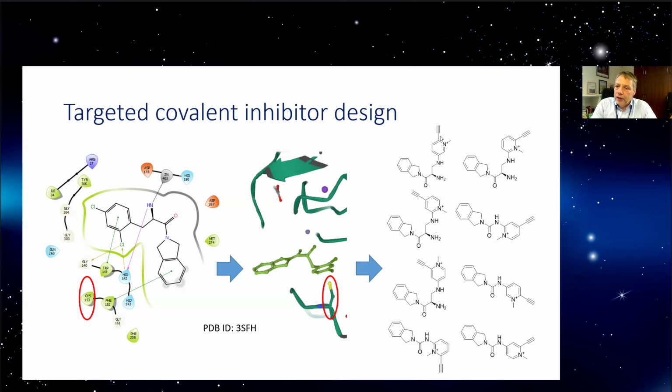We selected a vinyl analog for this purpose, and we designed compounds with different connection points and different linker lengths to find the best position and the best linker between the non-electrophilic core and the newly identified N-methylated electrophilic fragment. So what we did, we created these compounds here.